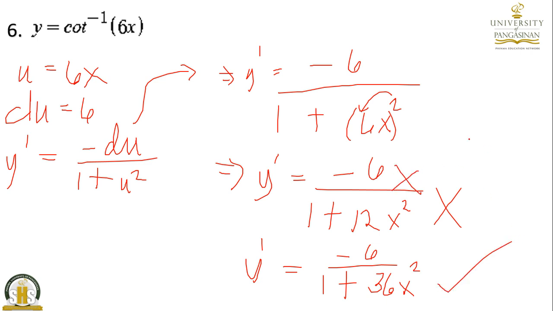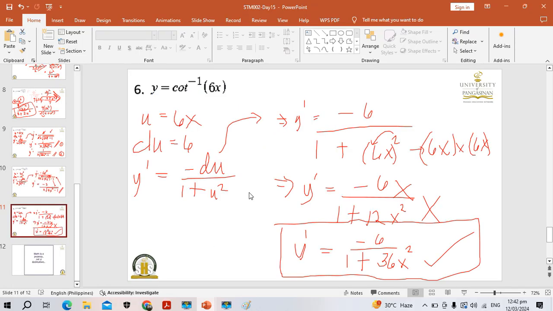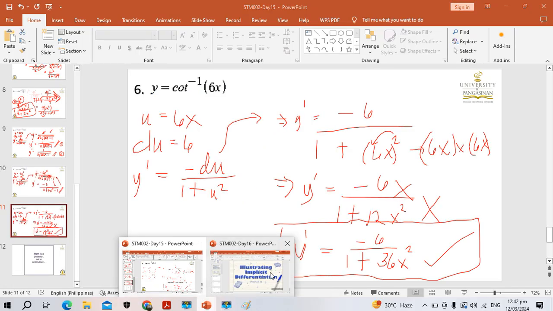This is wrong because the meaning of 6x squared is we're going to expand, magiging 6x times 6x po yan. Yan po yung meaning niya. So 6x times 6x, of course the answer will be 36x squared. So your answer must be y prime is equal to negative 6 all over 1 plus 36x squared. Okay, so yun po yung ating day number 15. And day number 16 naman, same lang siya na memorization ulit kasi yung formula natin. Okay? Tingnan muna natin yung 16 bago tayo mag-ano.